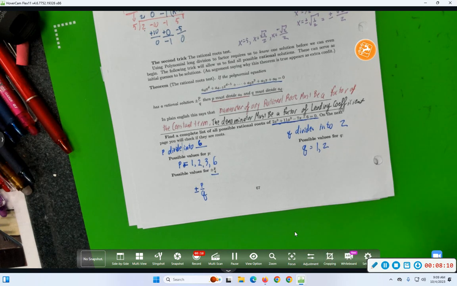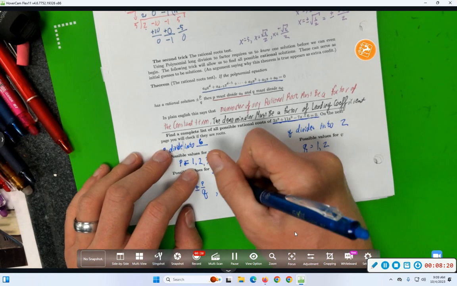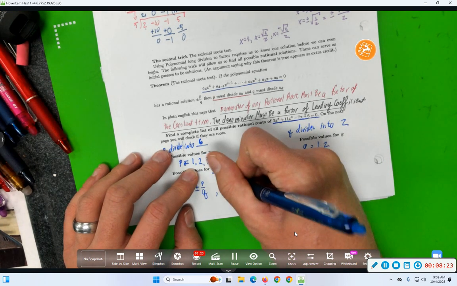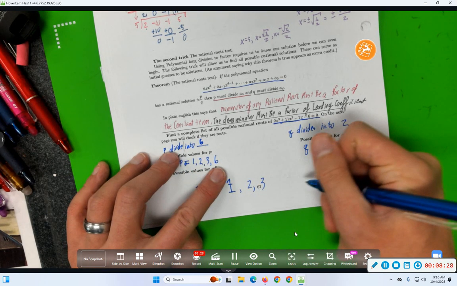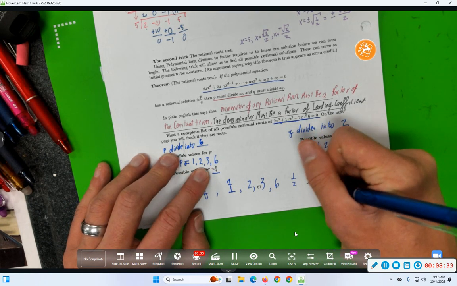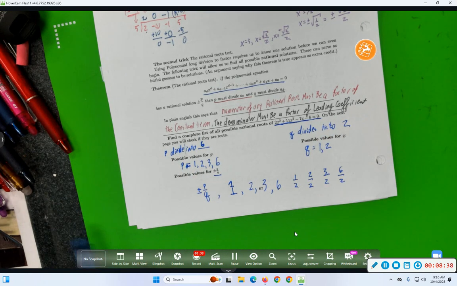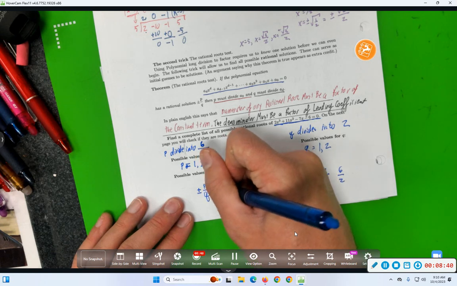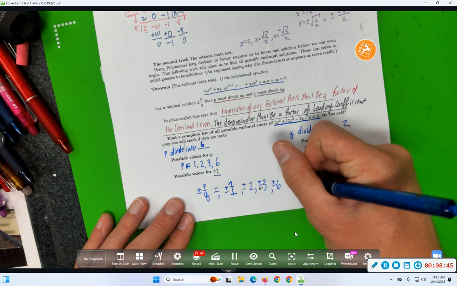But really there will be some redundancy, and it's not just one person in the room, so we'll break up some work in a second. So all the values for p divided by all the values for q: 1 over 1, also known as just 1, 2 over 1, 3 over 1, 6 over 1, 1 over 2, 2 over 2, 3 over 2, and 6 over 2. And it is important to include all the plus or minus signs, because any one of these could be positive or negative.